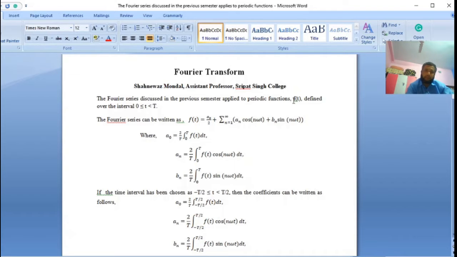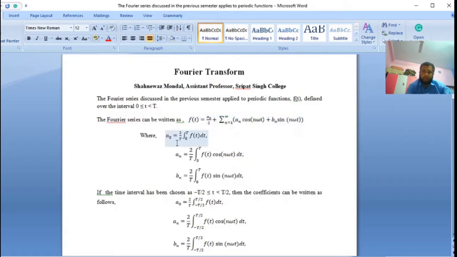If a function f(t) is a periodic function in the interval 0 to T, then this function can be written as a0 by 2 plus summation over an cos n omega t plus bn sin n omega t, where the summation goes from n equal to 1 to infinity.